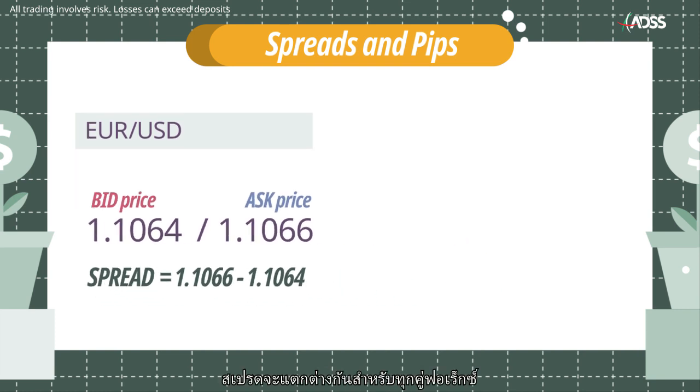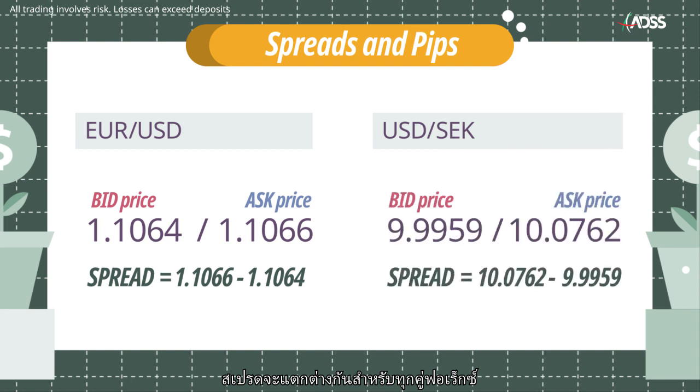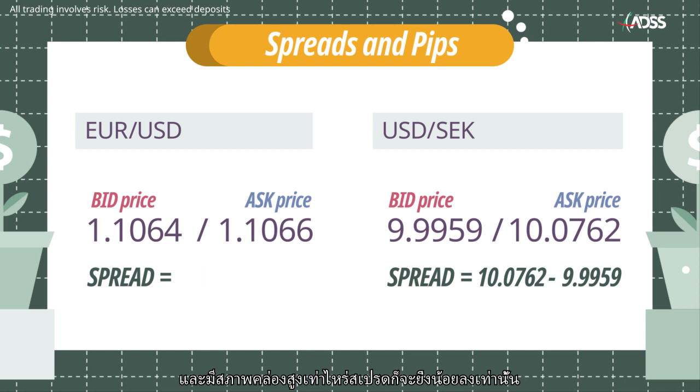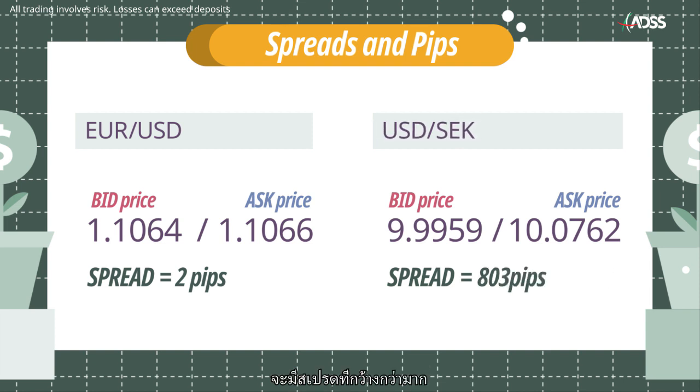The spread varies from Forex pair to Forex pair. The general rule of thumb is that the more popular and highly liquid a pair is, the smaller the spread. The less popular Forex pairs, such as the exotic US dollar Swedish krona, will have a much wider spread.